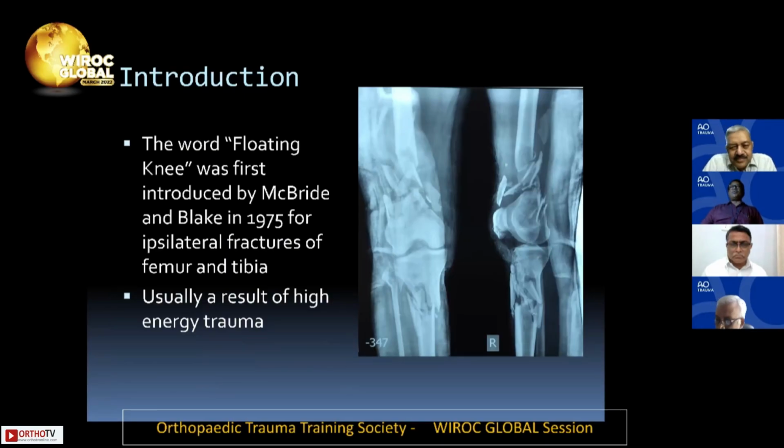The term floating knee was first introduced by McBride and Blake in 1975 for ipsilateral fractures of the femur and tibia, where the knee is completely disconnected from the rest of the body. And as you see, they are usually a result of high energy trauma, which Dhaval was just saying. Most of these injuries are actually high energy trauma.